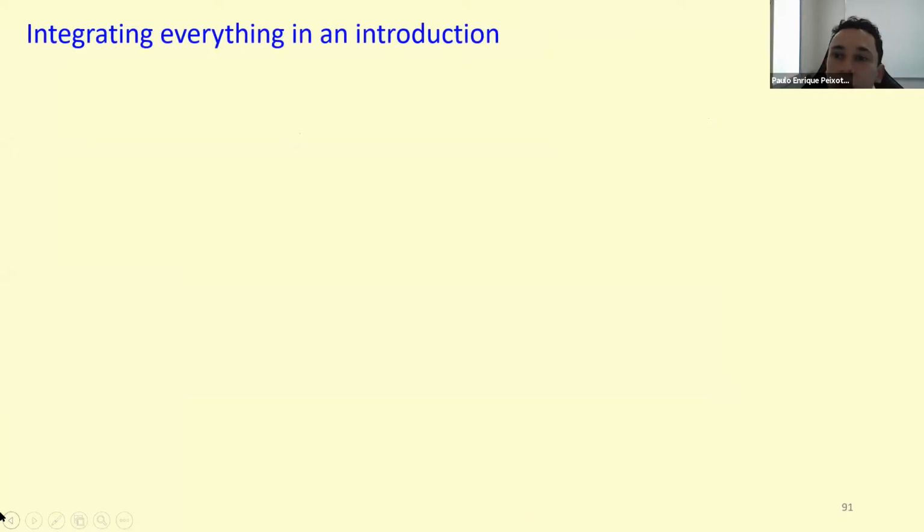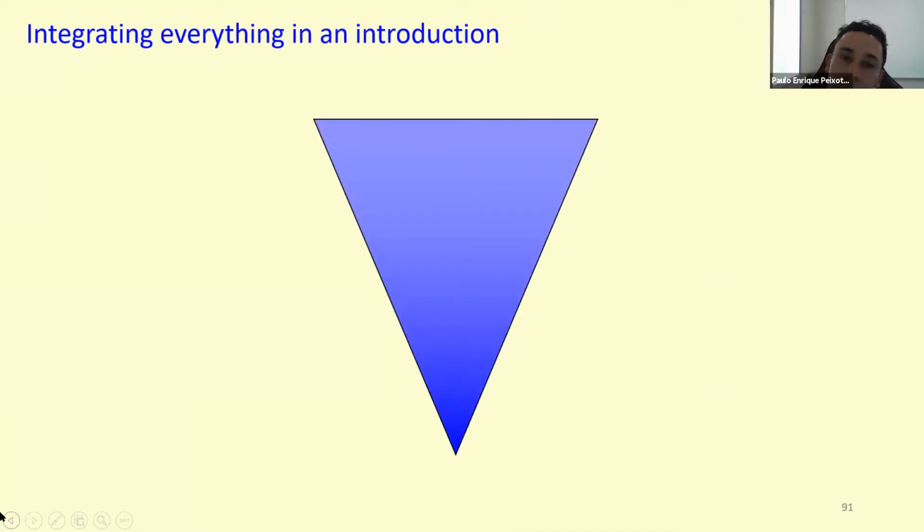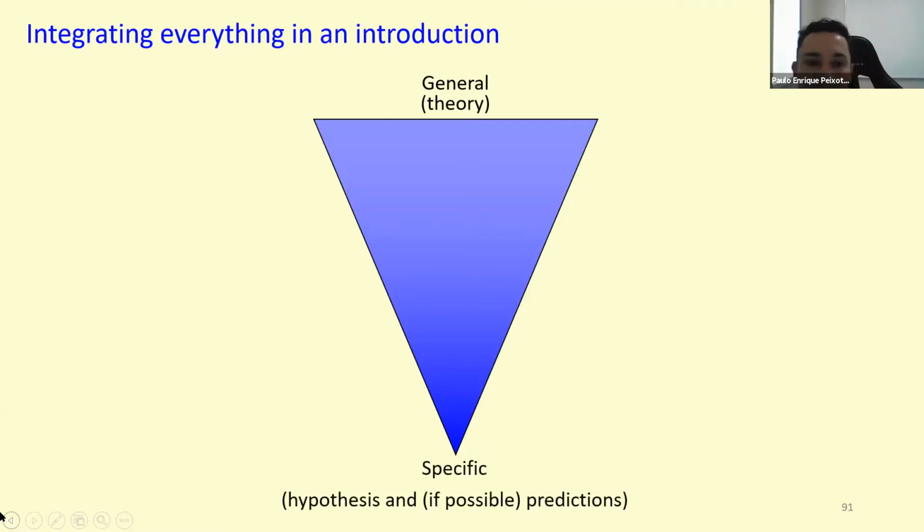I think that this is not a surprise for many of you, but if I could draw again an introduction, I really like to draw things, but an introduction is often referred to as an inverted triangle, okay? So when we are writing our introduction, we should begin with the more general aspect of it, which is more linked to the theory, and we should finish the introduction with the more specific aspect of it, which is the hypothesis, and if possible, because this is not always possible, show the predictions.